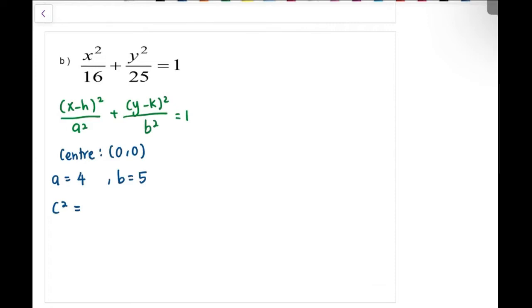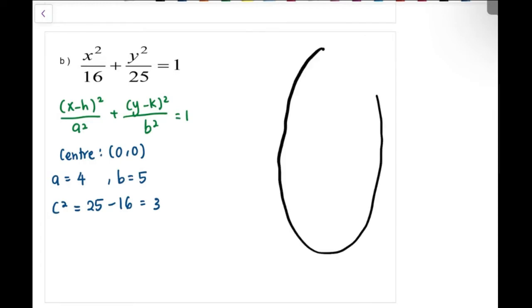So in order to find C, because B is major now, B is longer than A, we have to do B squared minus A squared. In this case, we would obtain C is still 3. Tapi kat sini dia dah berubah sikit sebab B yang lagi panjang. So now we would have a vertical ellipse. Alright, so try to sketch the graph. Okay, saya cuba juga lukis. Ellipse saya tak berapa nak cantik, harap difahami tapi okey lah tu.